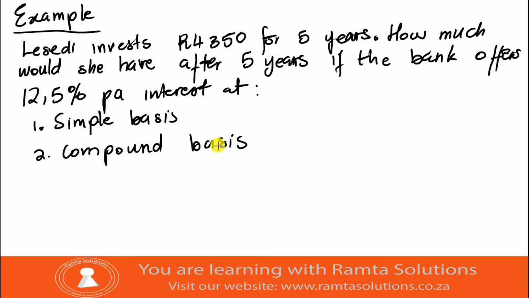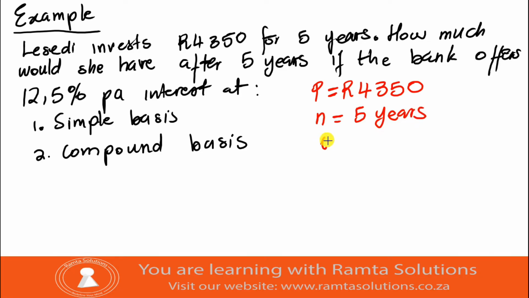Okay, so what you're seeing here is that she is investing 4,350. This is her principal amount, which is 4,350 for 5 years. So this means the n is 5 years. And then her interest is 12.5%, which is basically 0.125.